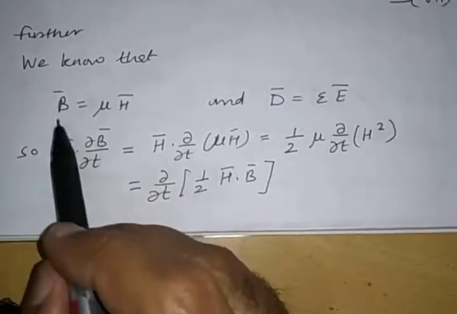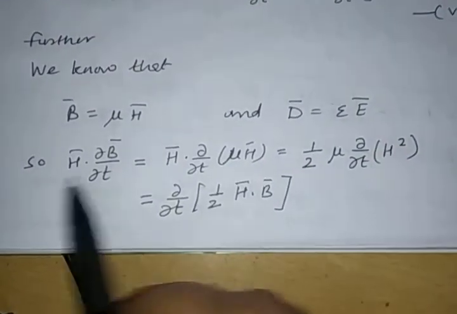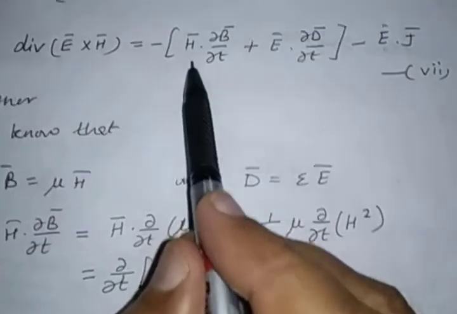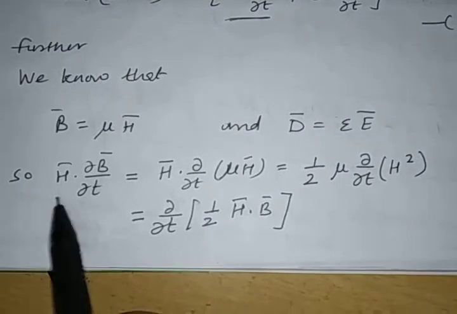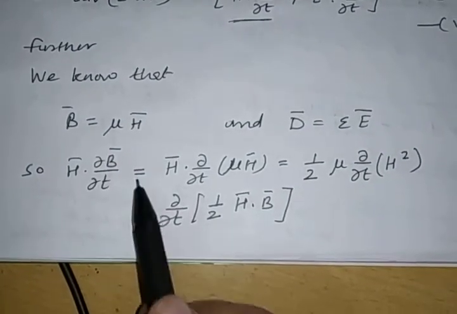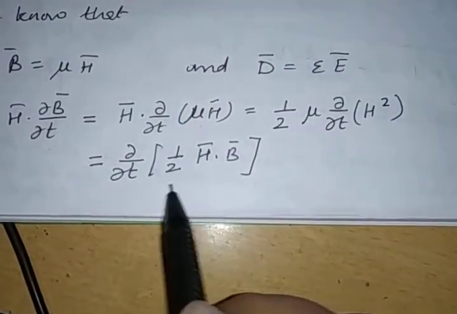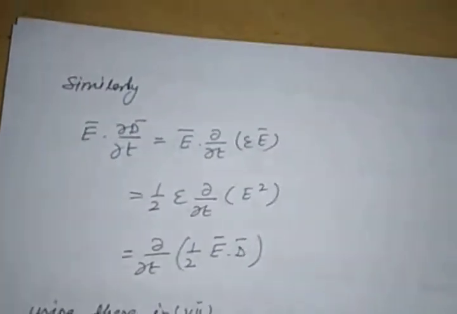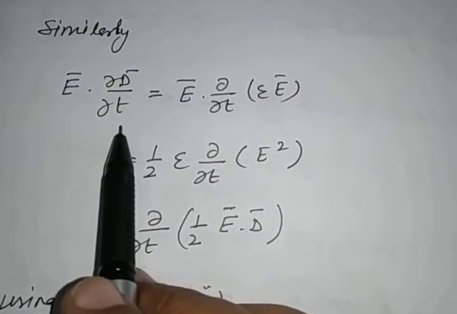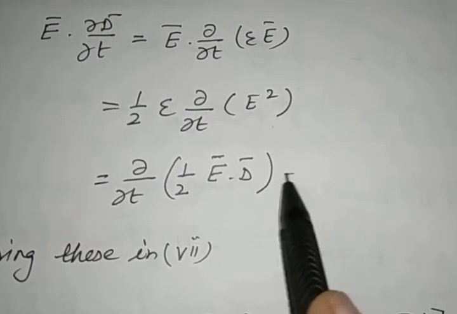Now further we know that B is equal to mu H and D is equal to epsilon E. I think all of you know that. So for H dot, what will we do for this value? We will calculate H dot del B by del T, put the value of mu H, and solve it, we will get del by del T of half H dot B. So this value we got. And for the electric part we got E dot del D by del T, E dot del by del T of epsilon E. So we can get this equation for that.